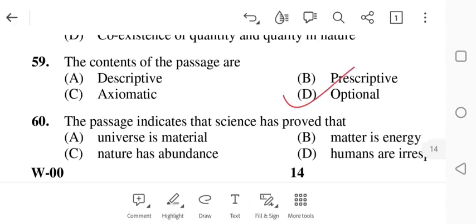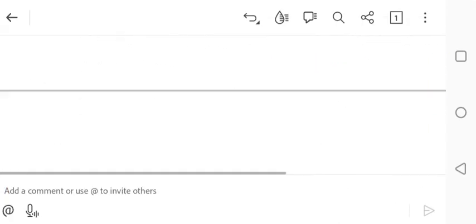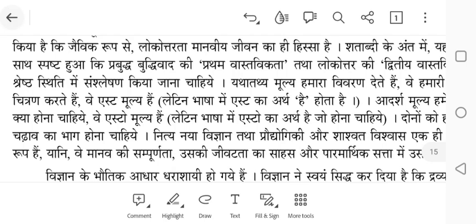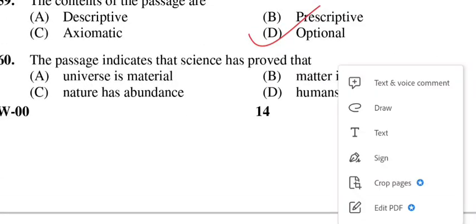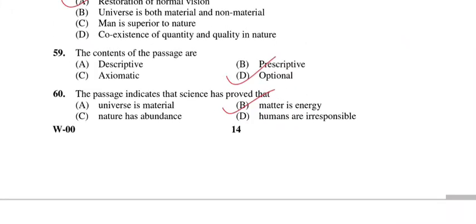Last question of this question paper. The passage indicates that science has proved that the universe is material, matter is energy, nature has abundance, humans are irresponsible. The passage indicates that science has proved that what? Number 60. Correct answer will be number B. Okay, that means matter is energy. This is the last question that we have done.